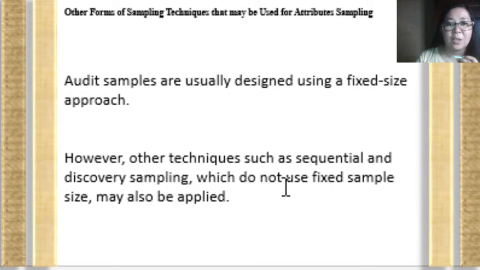However, other techniques such as sequential and discovery sampling, which do not use the fixed sample size, may be applied. If you still remember our previous discussions about the sampling techniques, normally there is a determination of a fixed size of samples to be taken from the population. However, in this case for attribute sampling, the auditor can also use other techniques which do not use this fixed sample size approach.